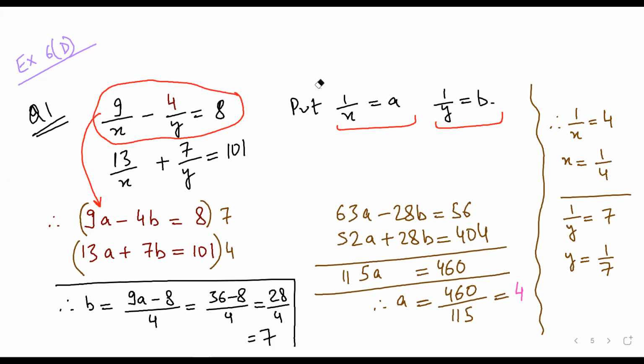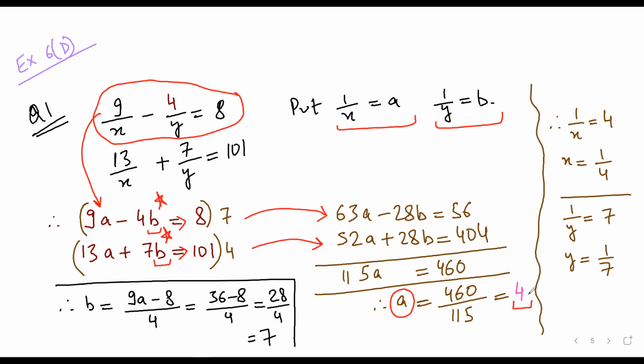Then I need to solve this equation and this equation. And what I plan is to eliminate b. So I multiply the first equation by 7 and the second equation by 4, so that this becomes this and this becomes this. Then I simply add these two equations. I solve for a. The value of a is 4.